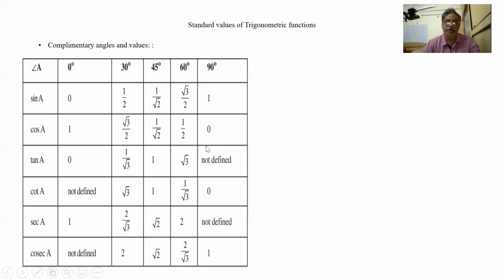These two are not defined because in the denominator we are getting 0. Cos 0 is 1, sin 0 is 0. So we are getting denominator cos 90 is 0. So 1 by 0 is not defined.